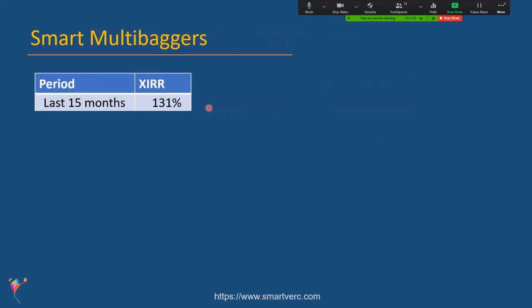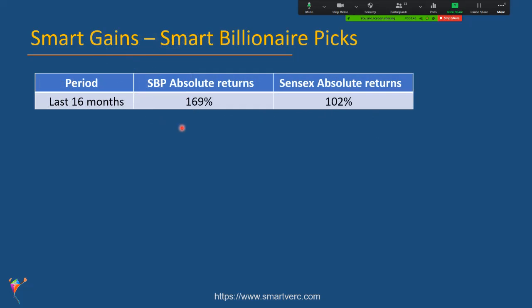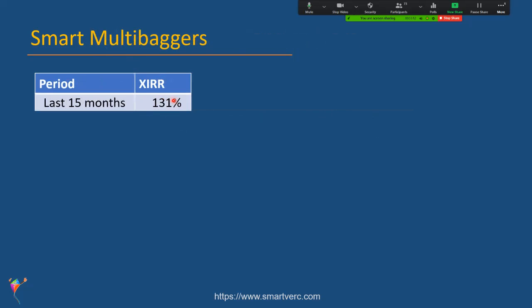Then we come to the Smart Multi-baggers. Here the XIRR is 131%. It is better, I should say. In Smart Gains pick of the week, it was 107%, and here it is 131%. This is for Smart Multi-bagger. Here, we have advised a much lesser number of stocks.